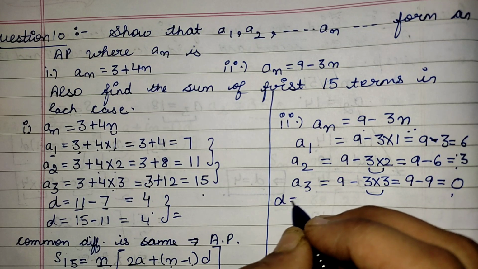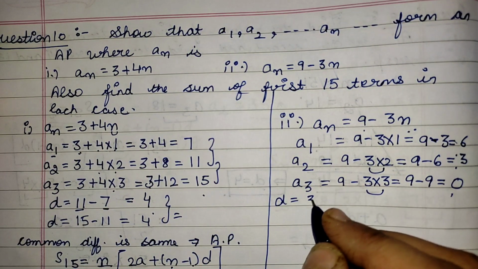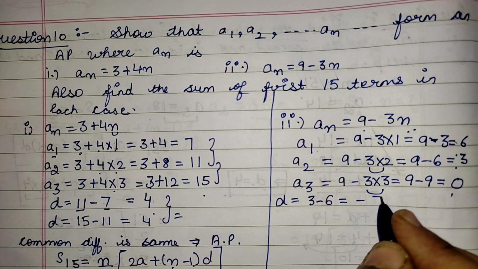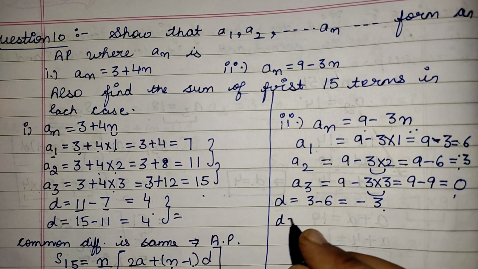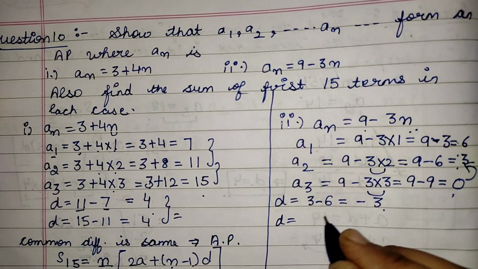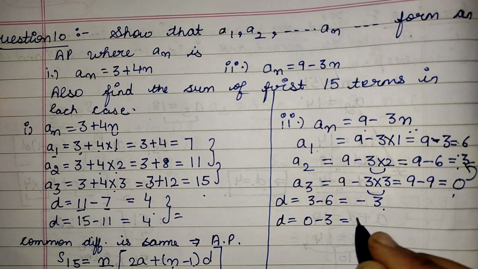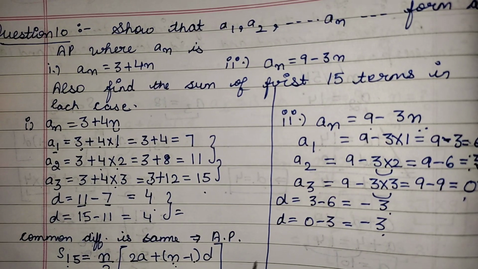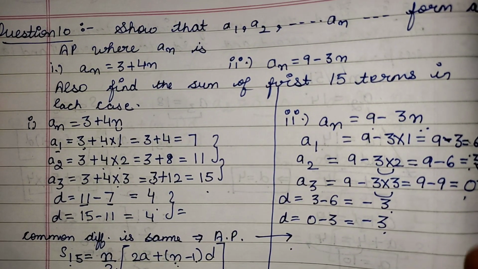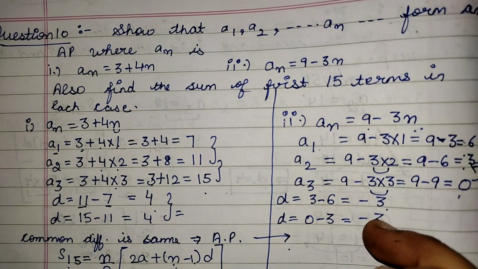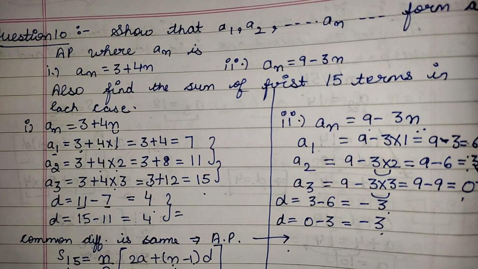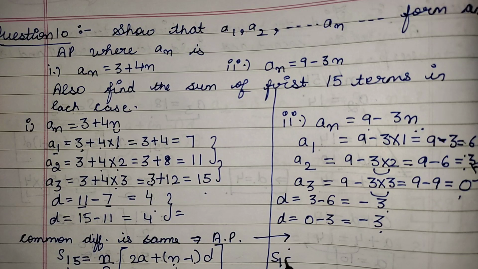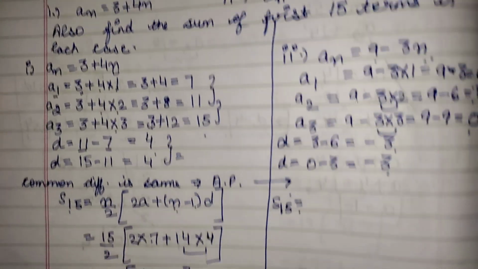So check whether the common difference is the same or not. D is given by 3 minus 6, which is equal to minus 3, and also D will be equal to 0 minus 3, which is also equal to minus 3. So we can write the same statement: because the common difference is the same, that means it is forming an AP. Let's find out the sum of the first 15 terms of the AP.